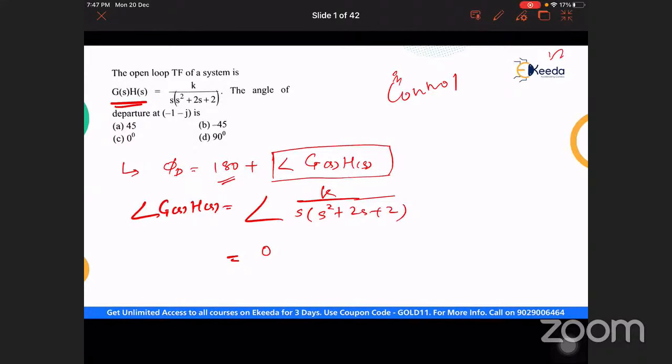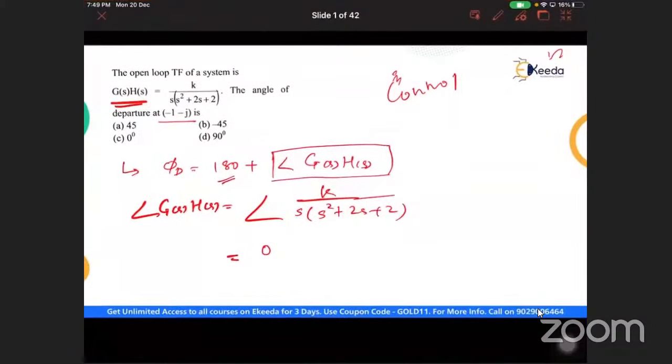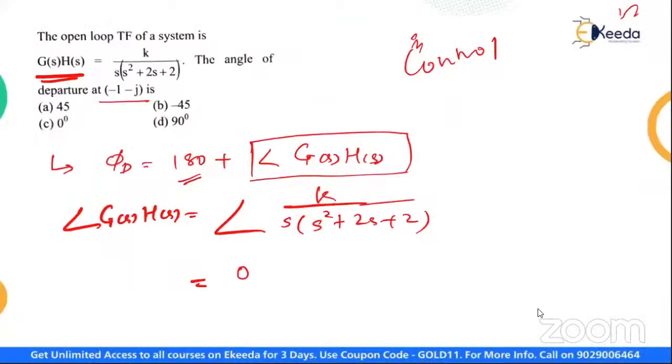Now see here, they are asking the angle of departure at -1 minus j. Is that correct? So the angle of K is nothing but 0. But if you observe, they are asking the angle of departure at this particular point, -1 minus j. So now let us try to do that. We will simply replace s by -1 minus j.